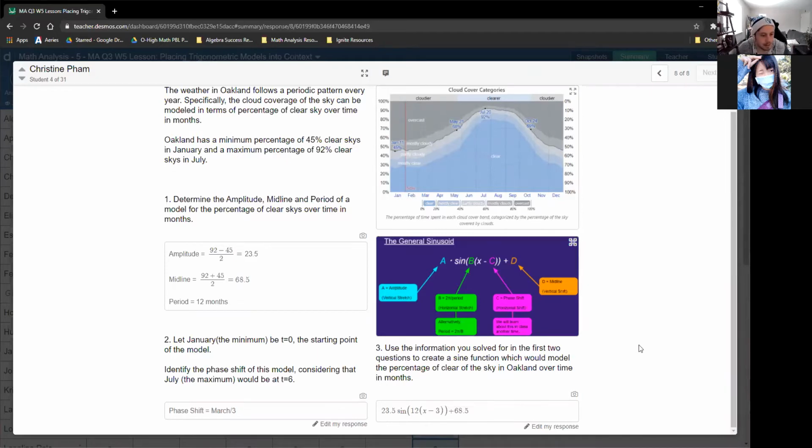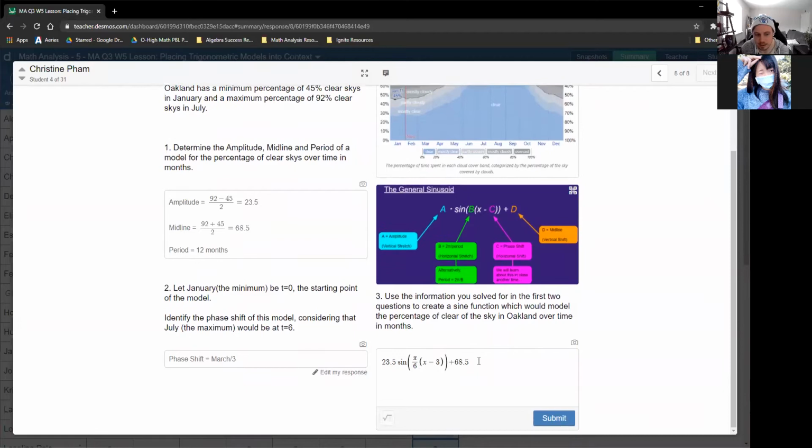Okay. So then finally you put it all together. You said amplitude is 23.5, so you put it there. Excellent. You said the midline was 68.5. Excellent. Remember, the period is not the B value. B is 2 pi divided by the period. If my period is 12 months, then 2 pi divided by 12 would be equal to pi over 6. You see that? So that'll be the correct one. And then -3 because that was our phase shift.